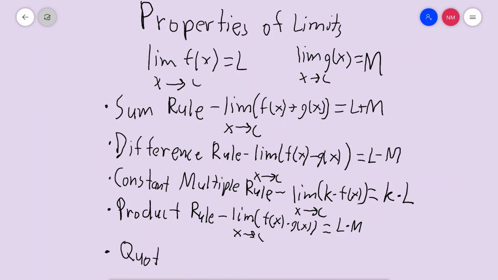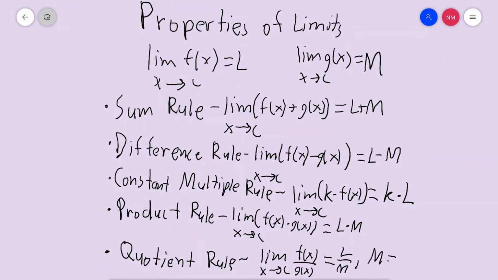And last is the quotient rule. If we try to find the limit of f of x over g of x as x approaches c, it would just be L over m. And this is assuming m does not equal 0.